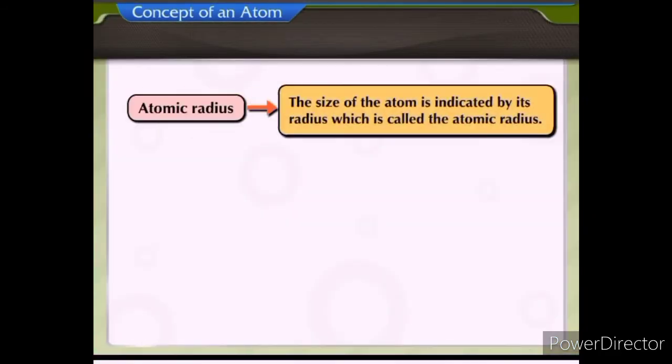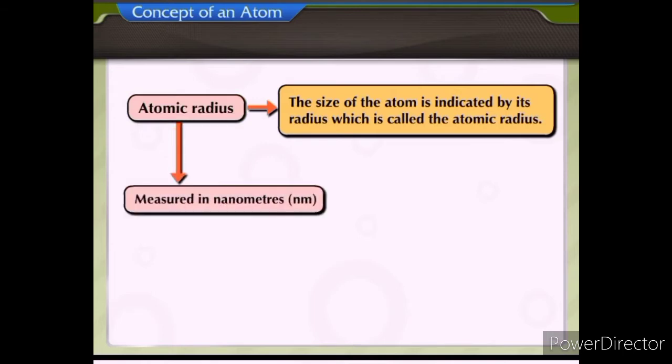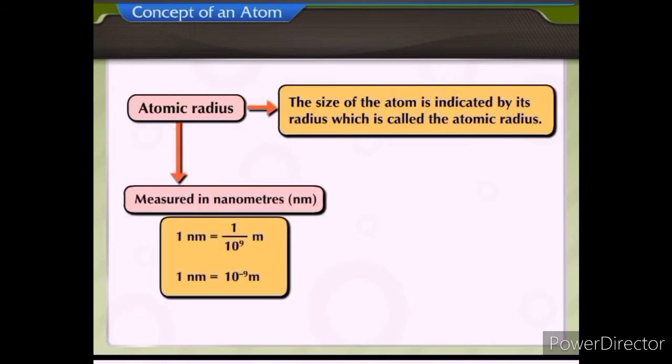The size of the atom is indicated by its radius, which is called the atomic radius. The atomic radius is measured in nanometers. 1 nanometer is 1 divided by 10 raised to 9 meters, or 10 raised to minus 9 meters.